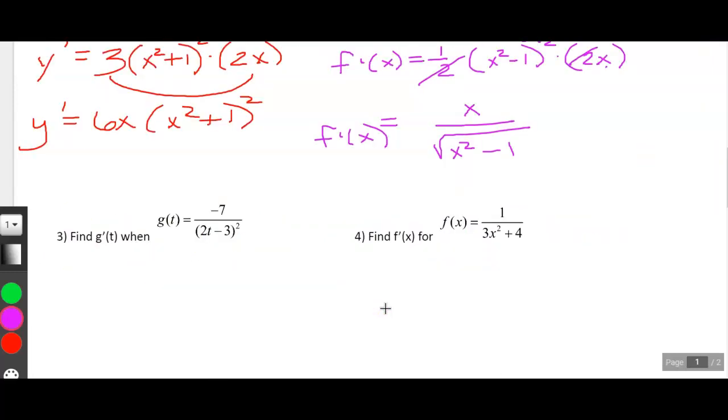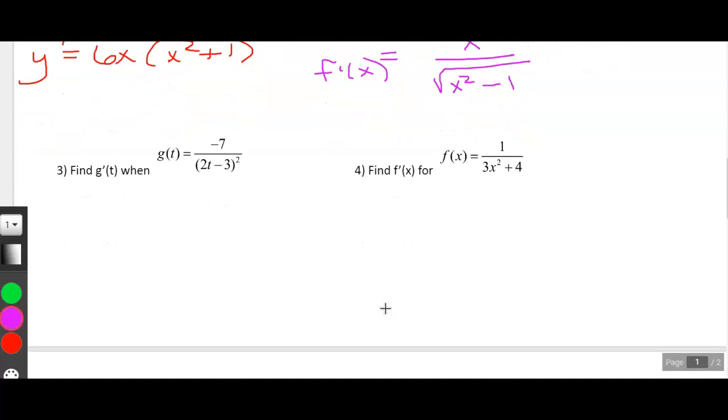All right, let's try another one. Well, this one looks a little different. What you're going to notice is we have a fraction, but I have no variable in the top. That's super important. So what we can do is we can actually rewrite this. So I'm going to bring the -7, and I'm going to bring this up with a negative exponent. So (2t - 3) to the -2.